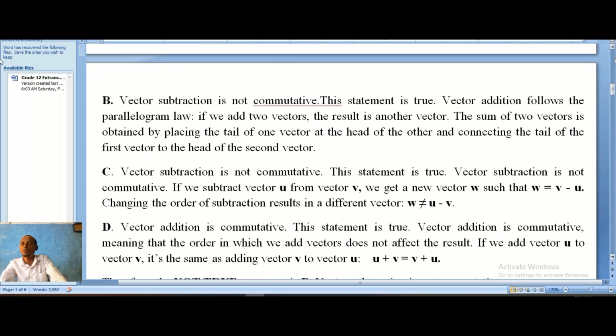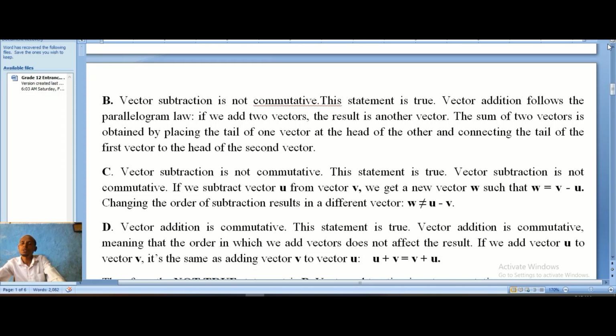The third one, choice C, the sum of two vectors is a vector. This statement is true. Subtraction is not commutative. If we subtract vector u from vector v, we get a new vector, let's say w, such that w is equal to v minus u. Changing the order of subtraction results in a different vector, meaning that w is not equal to u minus v.